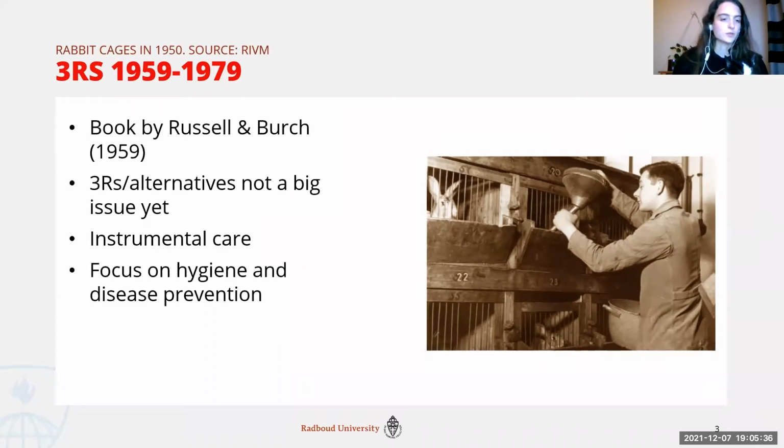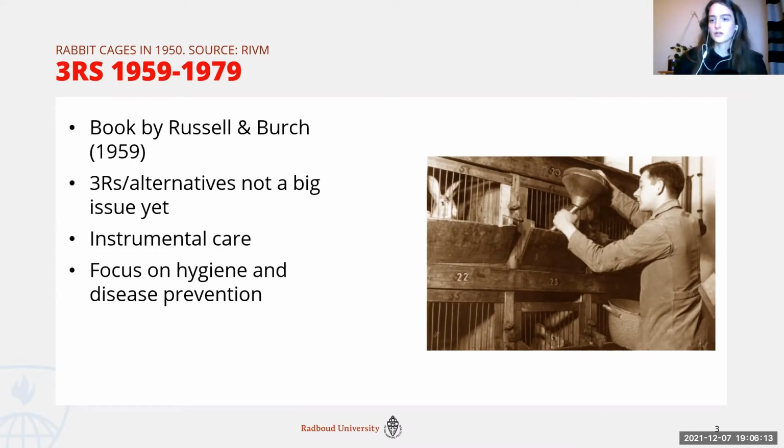and became widely popular. So when we look at the time period around 1959, 3 R's and alternatives were not a big issue yet. But what you do see during that time period is that care for laboratory animals becomes more important. And that has to do with the idea of healthy animals lead to better research, better science. So it's a very instrumental perspective on care. And the focus is on hygiene and preventing diseases.